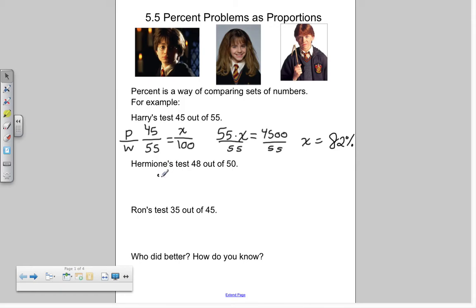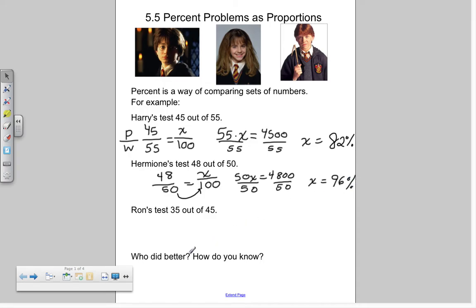Hermione gets 48 out of 50. So again, my part is 48, 50 is my whole, x is my percent that I don't know, out of 100 because it's always out of 100. Now I'm going to figure out what this is. I could cross multiply, but there are easier ways because 50 goes straight into 100. How many times? Times 2. Or I could do a proportion with cross multiplication: 50x equals 4,800. Divide by 50, and I get x equals 96%.